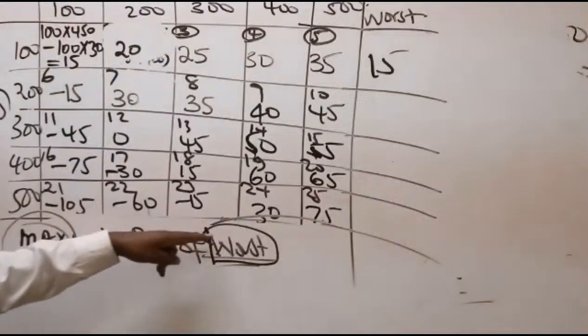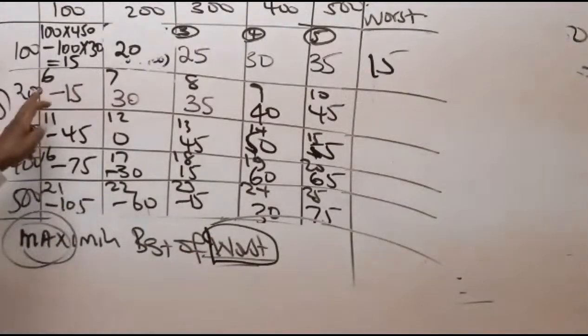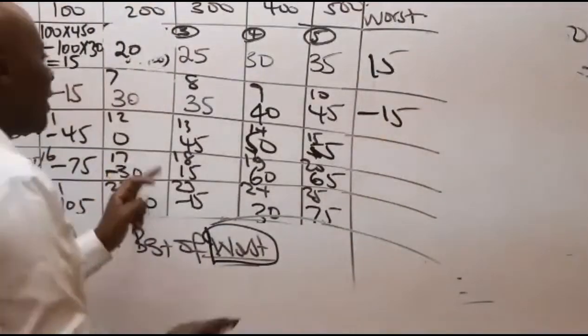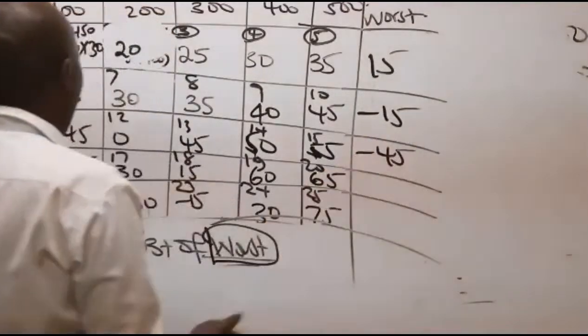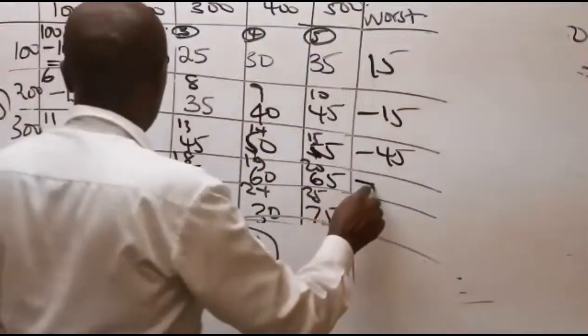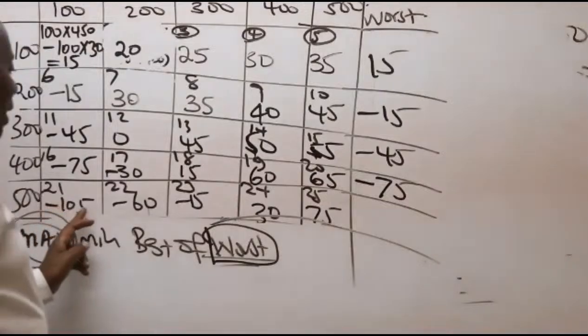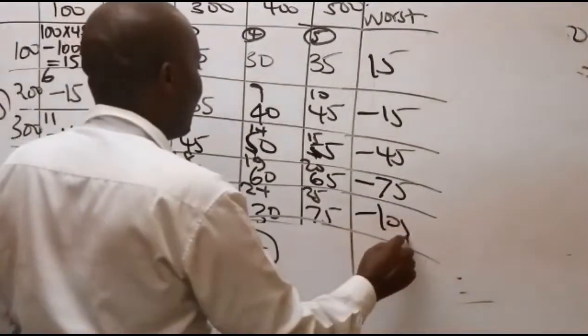Normally we start with the worst. So we have this one here, the very worst here is negative 15. The very worst here is negative 45. The very worst, ladies and gentlemen, is negative what here? 75. The very worst here is negative 105, the very lowest.